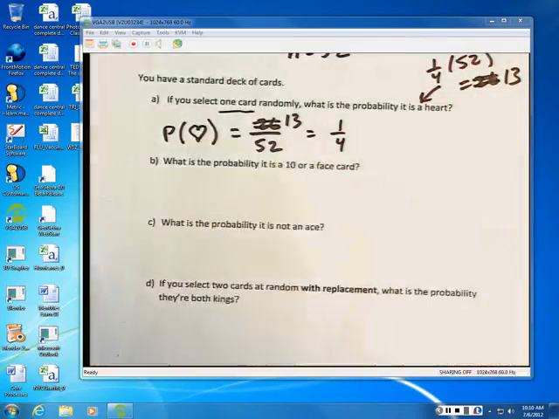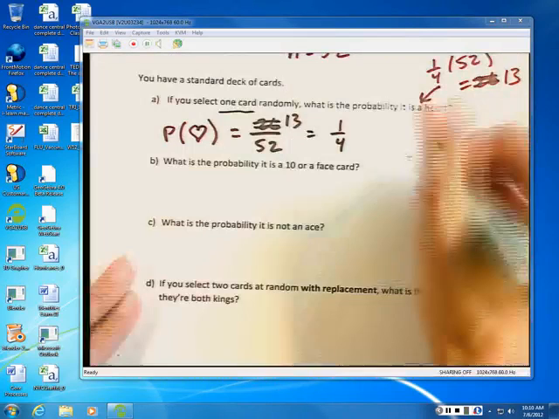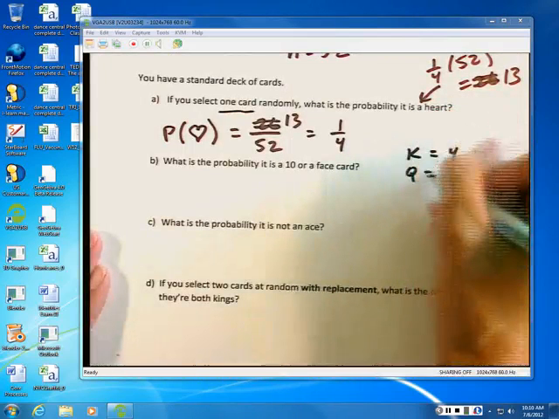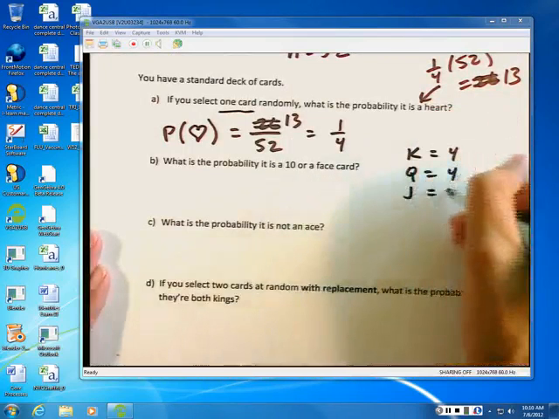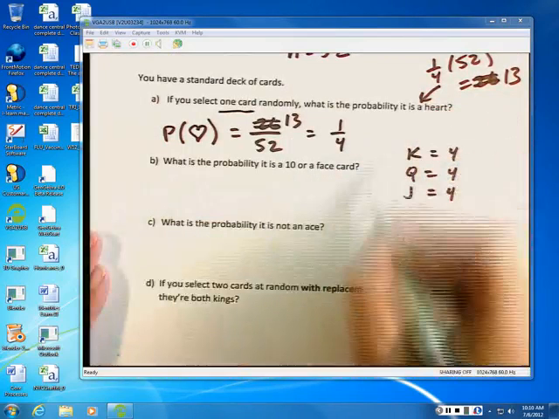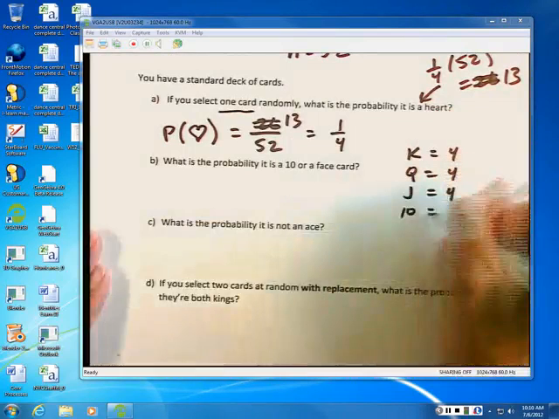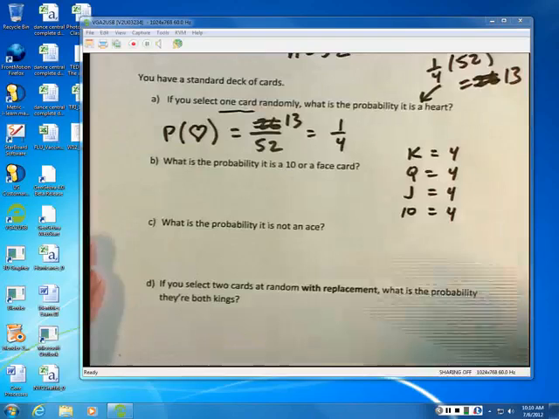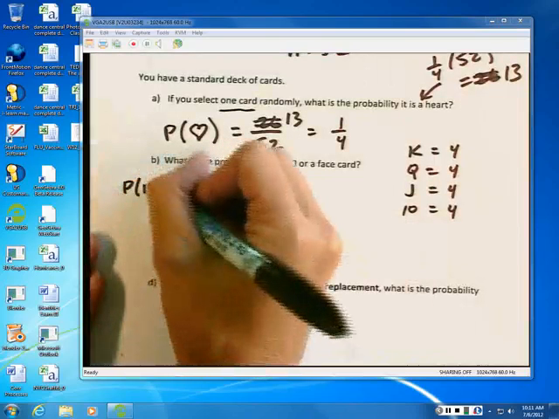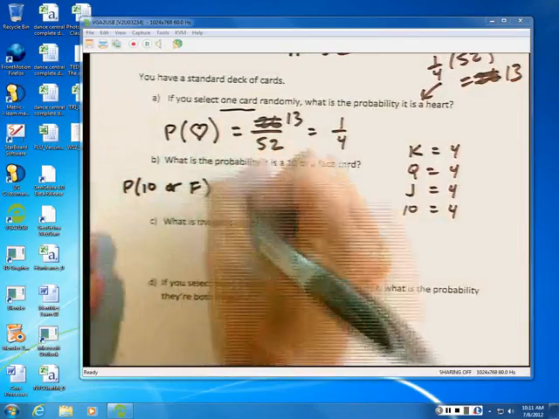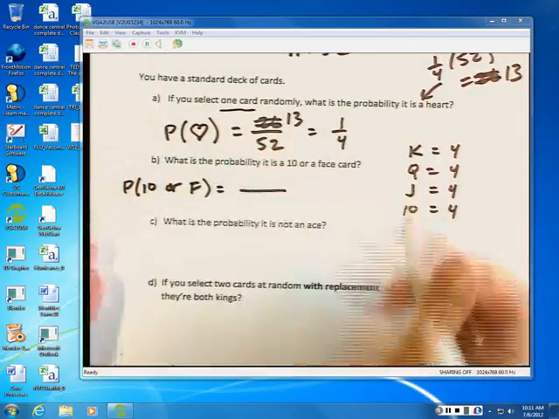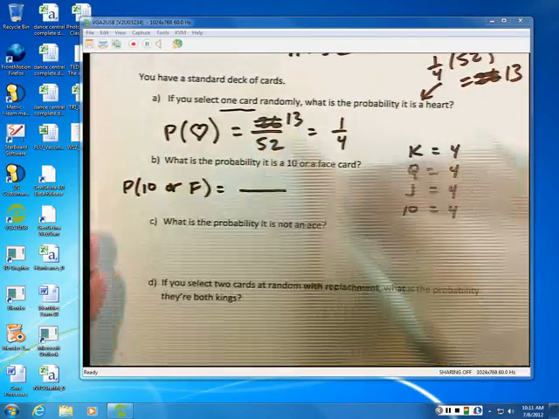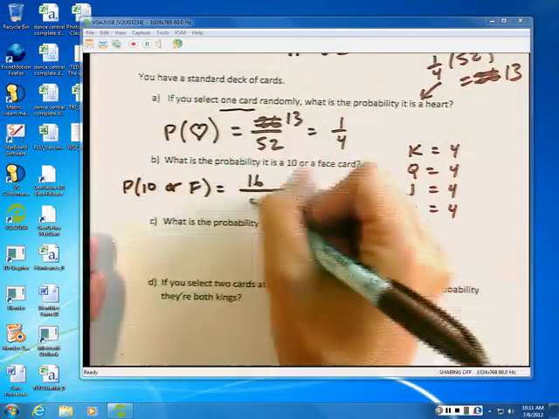So if I figure out how many face cards there are, for the kings, there are 4. The queens, there are 4 of those. The jacks, there are 4 of those. So these are my face cards. And the 10, because there's 1 per suit, there are 4 of those. So as I do my favorable, 10 or face card, I want my favorable out of my total. I've got 1, 2, 3, 4, so that gives me 16 out of 52.